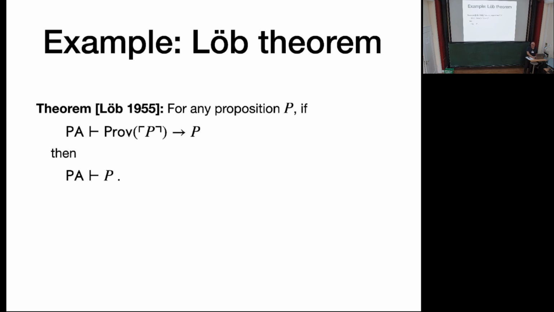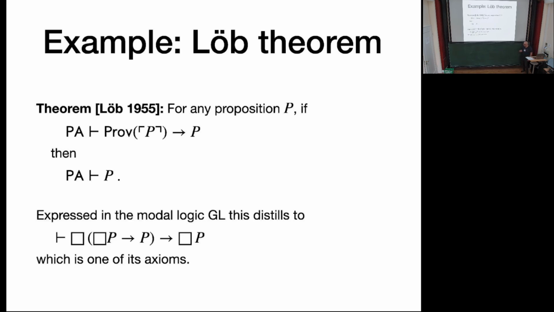And so this is the kind of result we obtain in arithmetic. If you want to express this in the modal logic GL, you can write it as just one axiom. This is written as a deduction, but here you can write it as an axiom, which is box of (box P implies P) implies box P. Okay? And that one makes a lot more sense, right? Because you think of it and say, if P is provable, then P is true. And if this whole thing is provable, then it's provable that P.